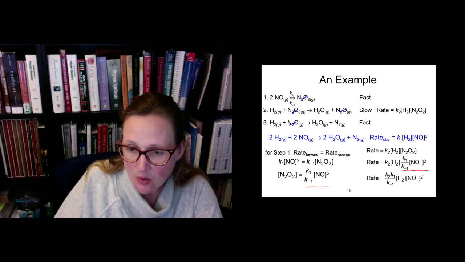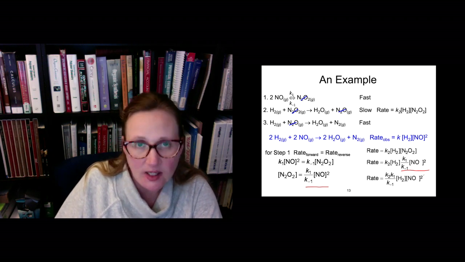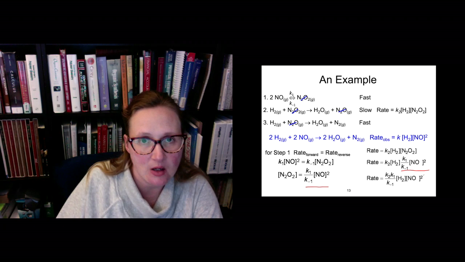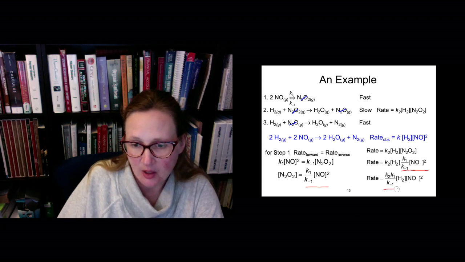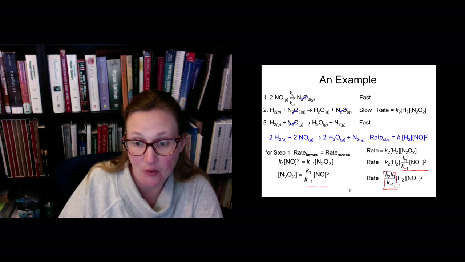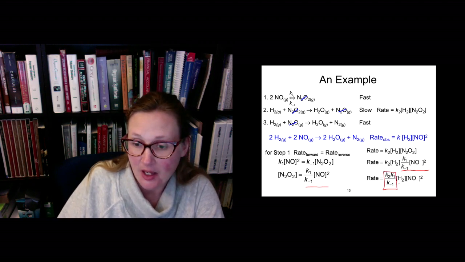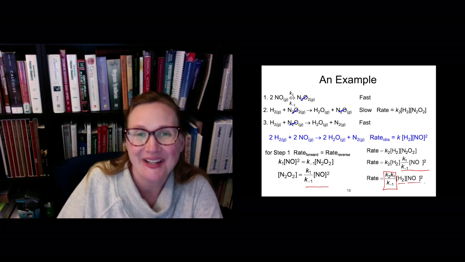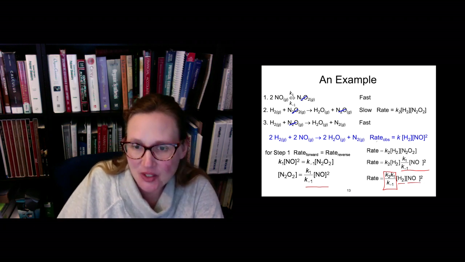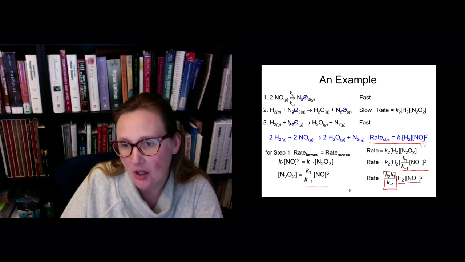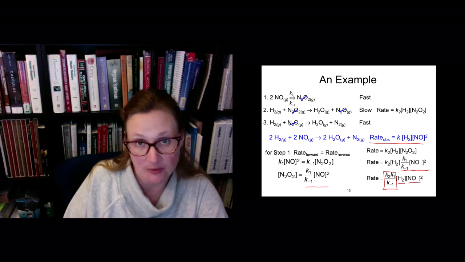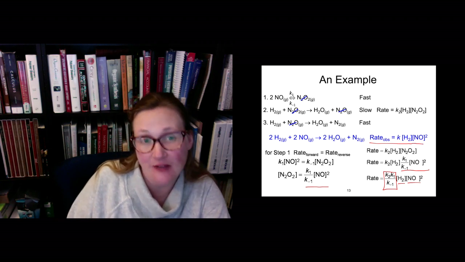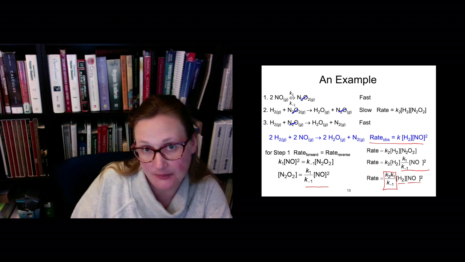All right, so now we can just rearrange this equation in terms of our rate constants, where K2 times K1 over K reverse just becomes a simple rate constant times H2 times NO squared. All right, and you can see that that matches our overall rate law that we observe. Okay, so we have just validated this mechanism.